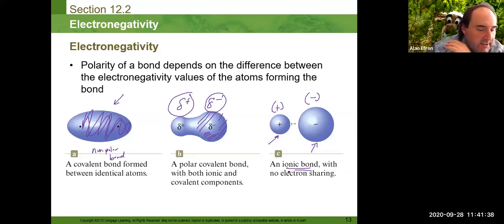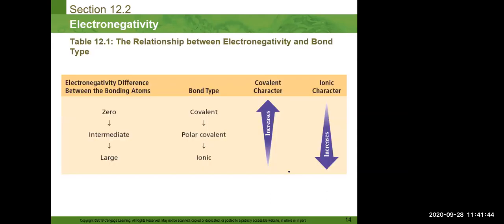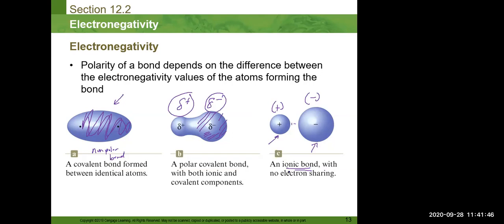Any questions on electronegativity, different types of bonding there? Yeah, I've got a question. So if we put that into a formula or an example, how would that look?